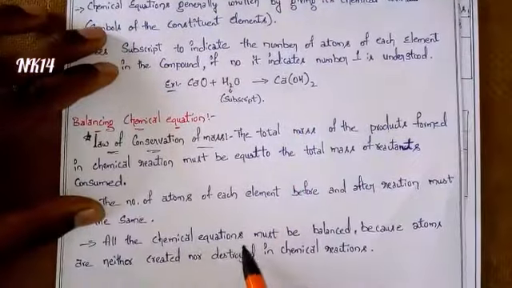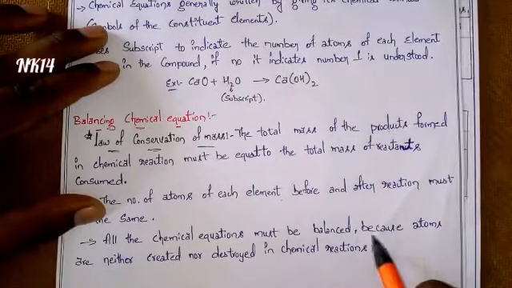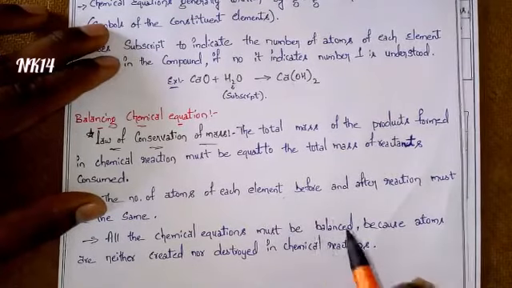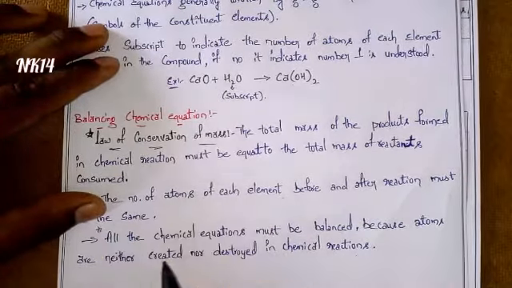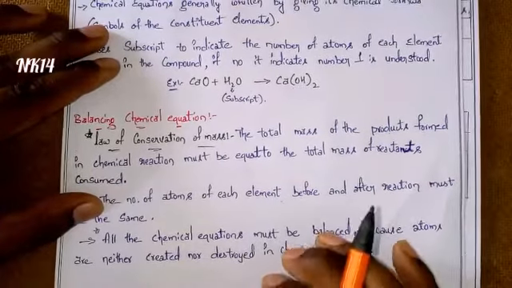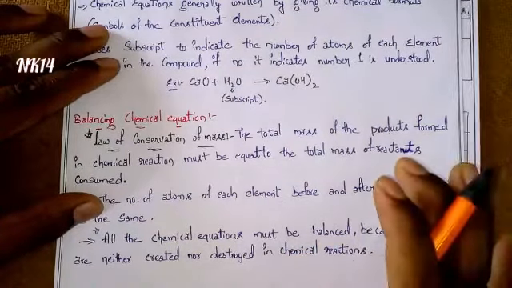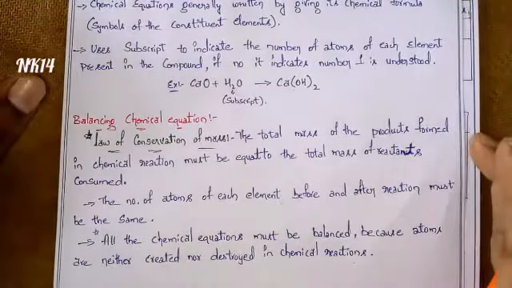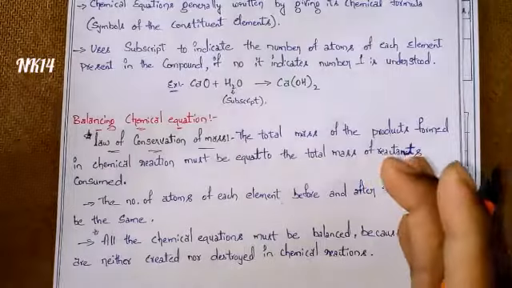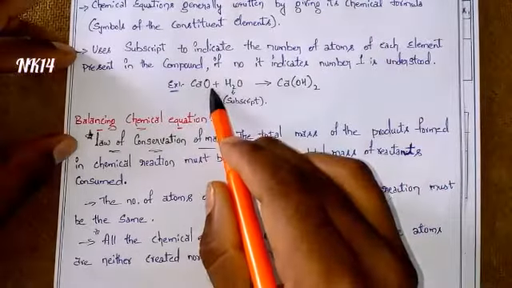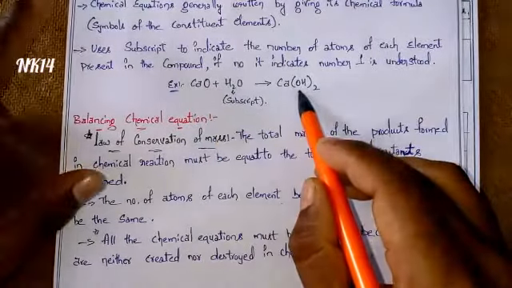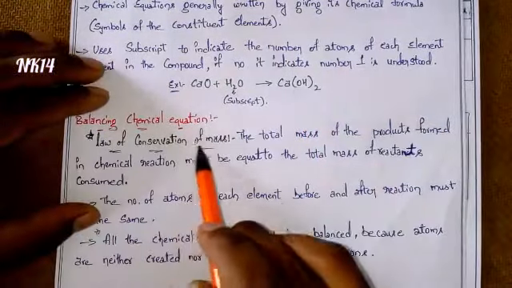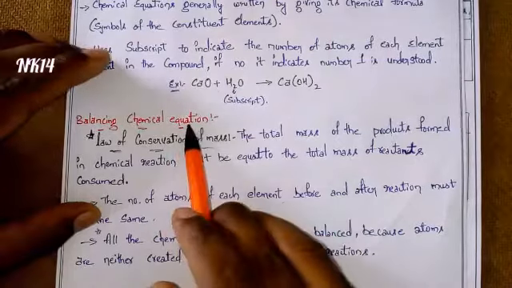Next, all chemical equations must be balanced because atoms are neither created nor destroyed in a chemical reaction. This is the important point, friends. By remembering this one point, we can confirm whether the equation is balanced or not. It says that atoms are neither created nor destroyed, so the number of atoms on the reactant side should be equal to the number of atoms on the product side. This is the point we have to remember, and the law of conservation of mass plays a major role in balancing chemical equations.